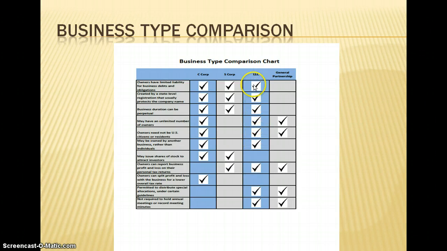And then an LLC, a limited liability corporation, looks a lot like a C corporation. However, it doesn't have 2 characteristics that a C Corp has, but it has one characteristic that the C Corp does not have. And then lastly, the general partnership has these characteristics. Now, I will finish this conversation on the business type comparison in part 2 of this presentation.